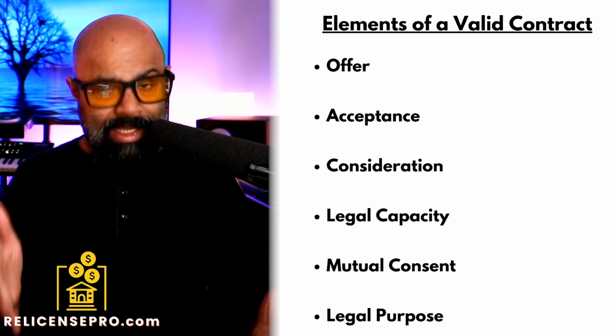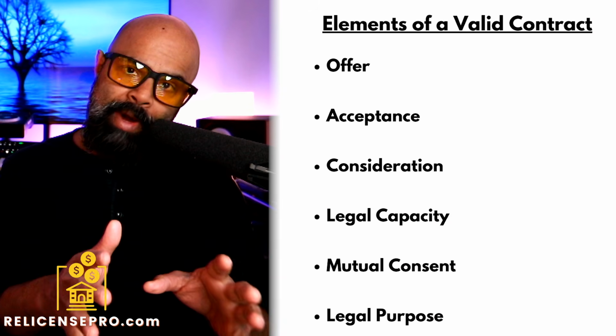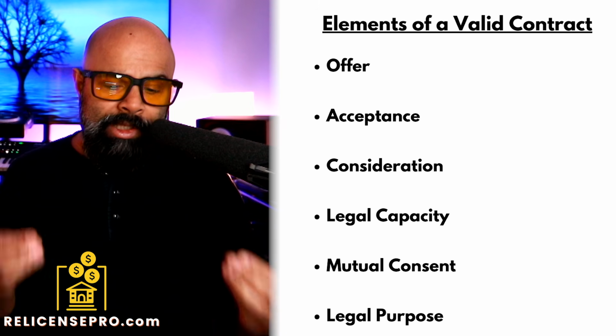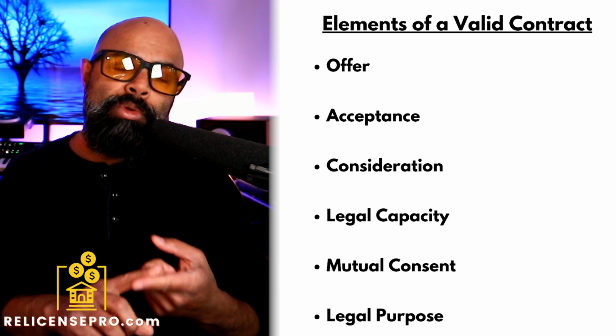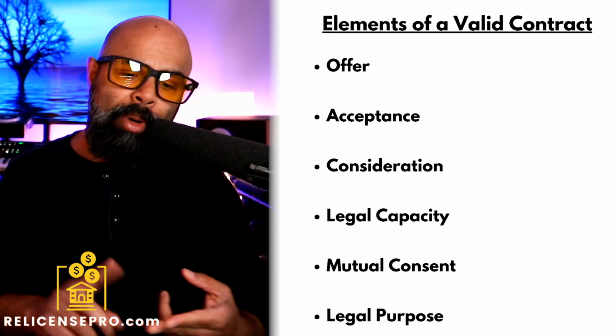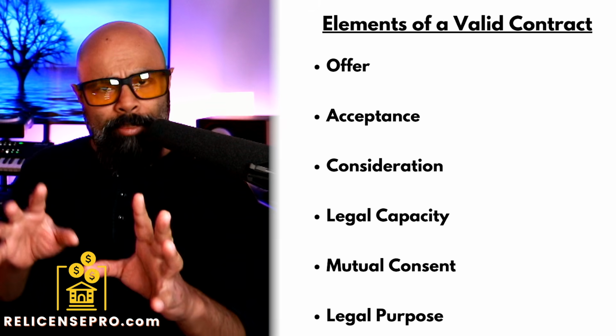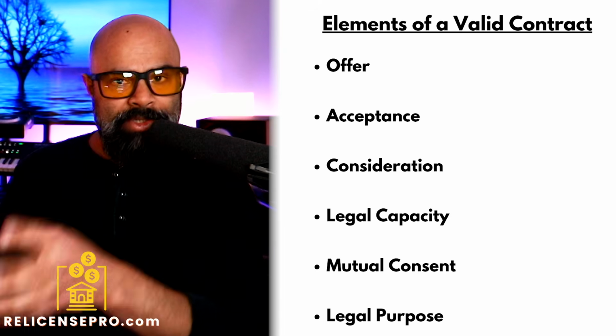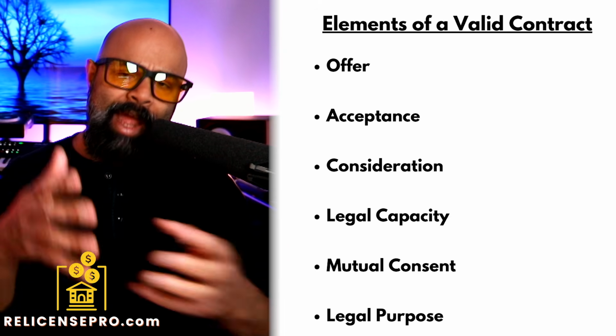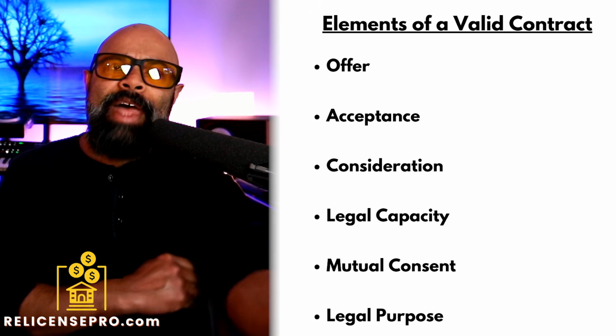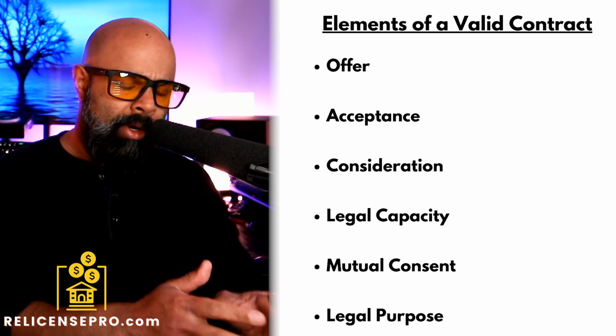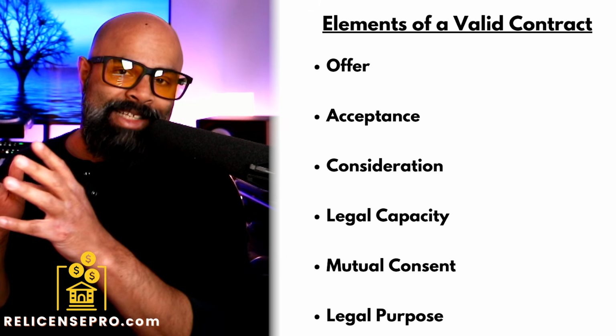So what are the 5 elements? There's an offer, there's an acceptance of that offer, then there's consideration, then legal capacity, mutual consent, and legal purpose. Now, many people will clump offer and acceptance together, which is typically what I do. It's listed here as a separate line item, but don't confuse that. For every offer, there needs to be a complete acceptance of that offer. And there is a meeting of the minds where both parties understand the nature and the intent of what they're about to do. They're going to enter into a contract.